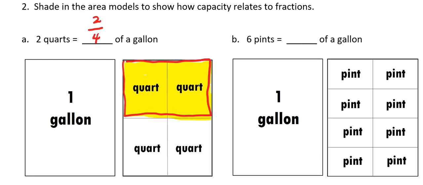The next question says 6 pints is equal to what fraction of a gallon? Again, I'll start by shading in my 6 pints. And here we have our 6 pints shaded in. We can see that it takes 8 pints to make a gallon. So 8 will be the denominator of my fraction. And I have 6 of those shaded in. This tells us that 6 pints is the same thing as 6/8 of a gallon.